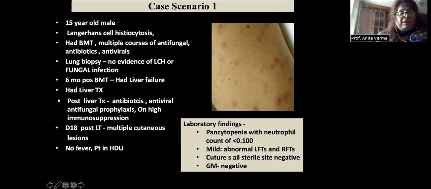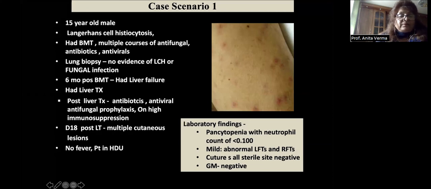After his BMD, he had the lung biopsy to look for evidence of LCH, and fungal infection was ruled out. Six months later, this patient developed liver failure after bone marrow transplant, and he ended up getting a liver transplantation. Post liver transplantation, he fulfilled the criteria for high risk for invasive aspergillosis. We started him on high dose antifungal, 5 milligram per kilogram, and the patient stayed on high immunosuppression as well.